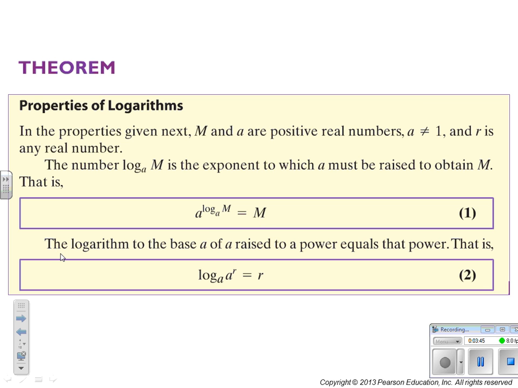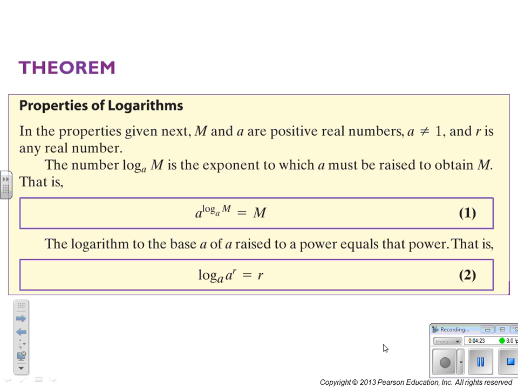The logarithm to the base a of a raised to a power equals that power. So the opposite is true. If I take log base a of a to the r, it equals just the r value. And this may seem crazy, but we are going to use this to solve logarithm equations. It's kind of saying, how do I undo a log? Well, I raise both sides to the a power, whatever my base is in my log, and it will get rid of that log. It's like it undoes the logarithm.